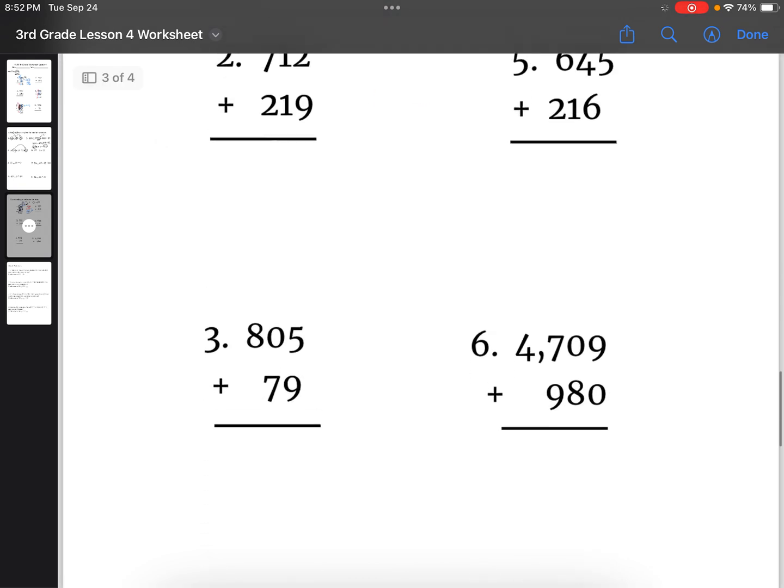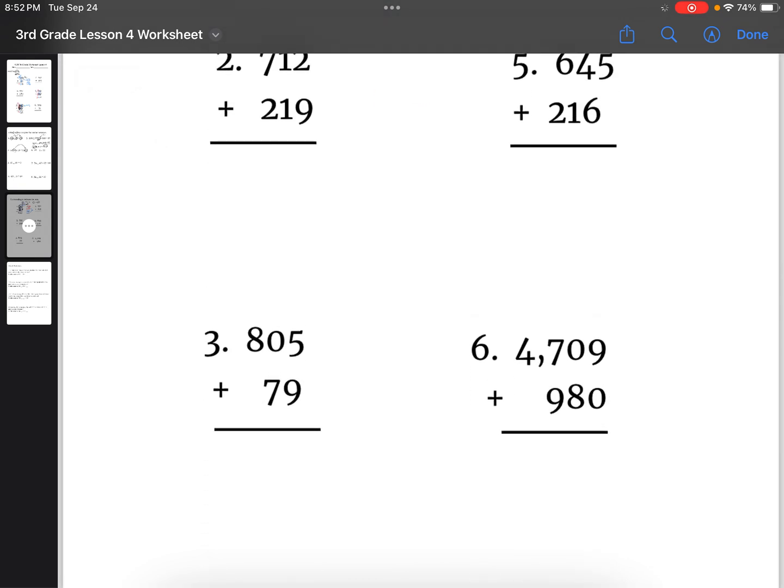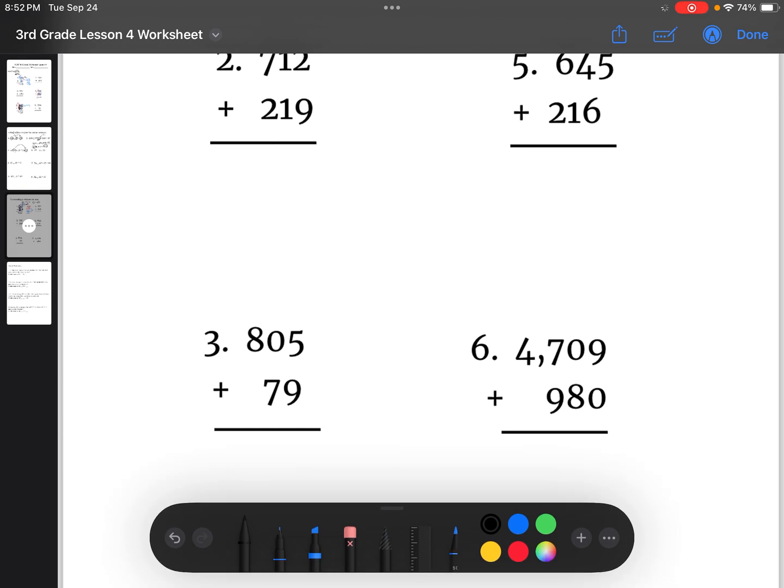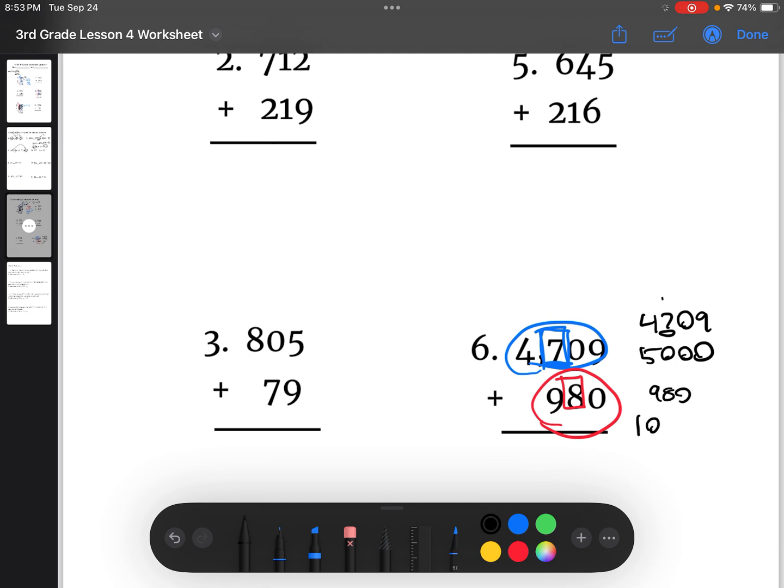Let's take a look at one like number 6. We're going to do the same thing here. In the first number, the digit we're focusing on is the 7, and in the second number, the digit we're focusing on is the 8. So 4,709. 7 is above 5, so we round up, which makes it 5,000. And 8 is also greater than 5, so 980 goes to 1,000.